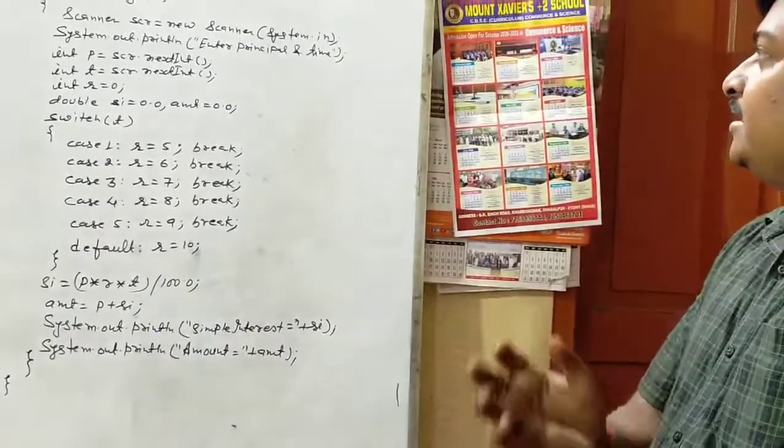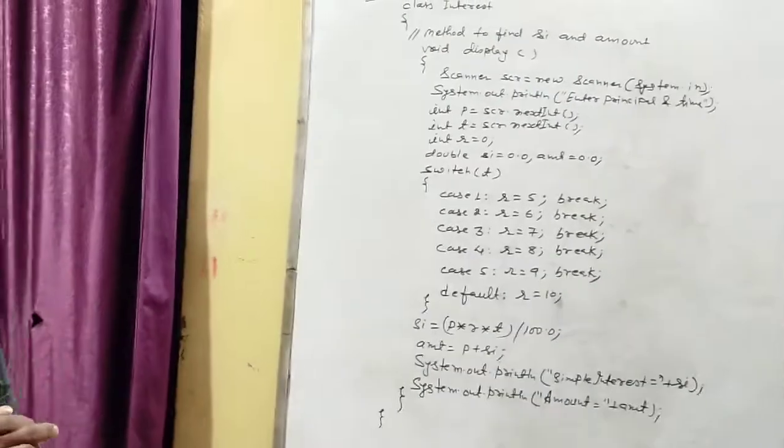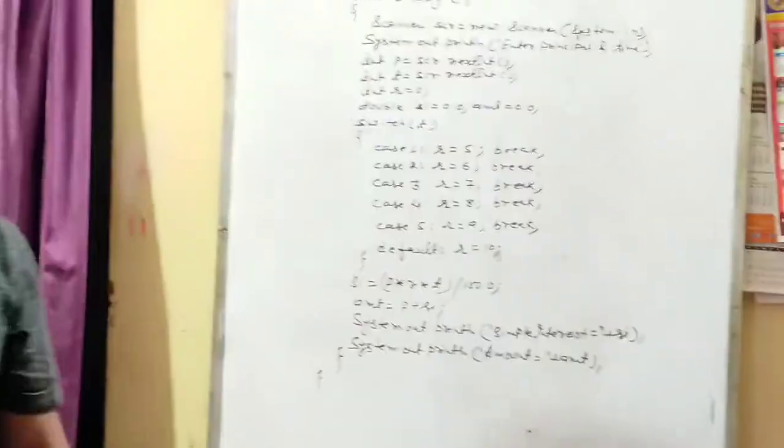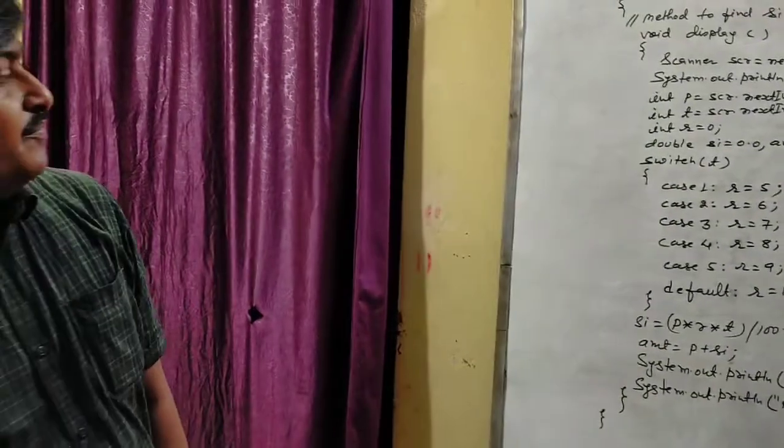Hello student, I am back with question number 25, that is, write a program to input principal and time and consider the rate as per the given table and calculate simple interest and amount. Student, the table is given here.